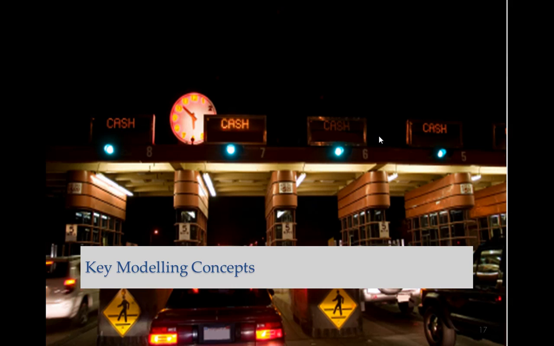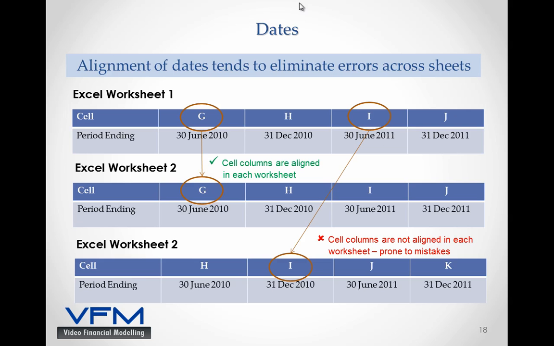Now we're going to look at some key modeling concepts. In these key modeling concepts, we're going to touch on things that quite often we see people doing incorrectly, or not incorrectly, but it makes your life a lot harder if you don't follow these best practice modeling rules. The first thing we're going to talk about is the dates. So alignment of dates tends to eliminate errors across sheets. Okay, so what do we mean by alignment of dates? And we'll do this example in real time as well.